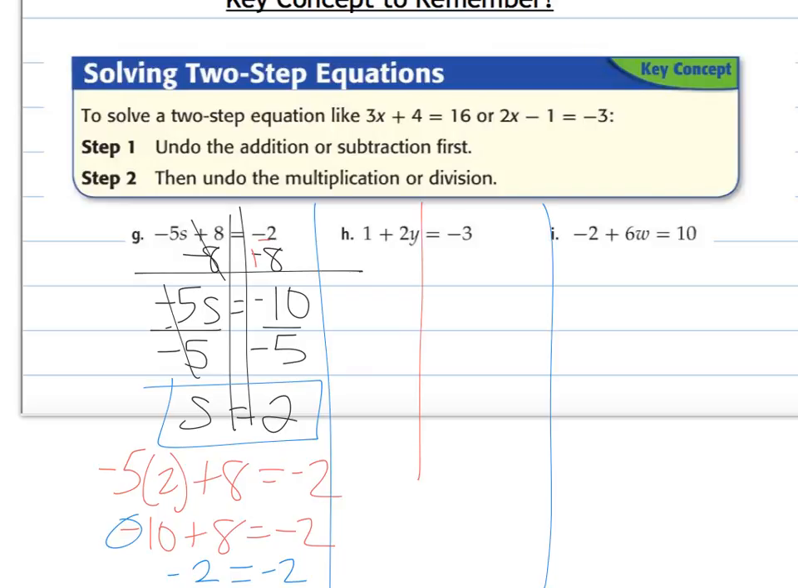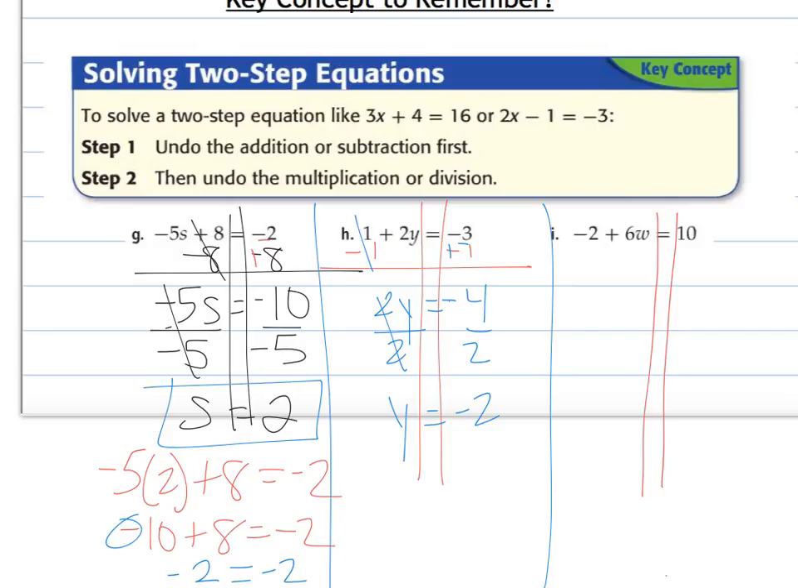Train tracks. Y was multiplied by 2, added 1. Take 1 away. Add the opposite if you must. So I get 2y equals -4. Divide by 2, y equals -2. Plug it back in to check. I'm going to get through this one for you.